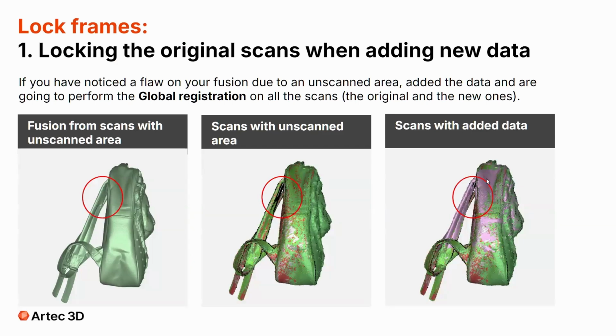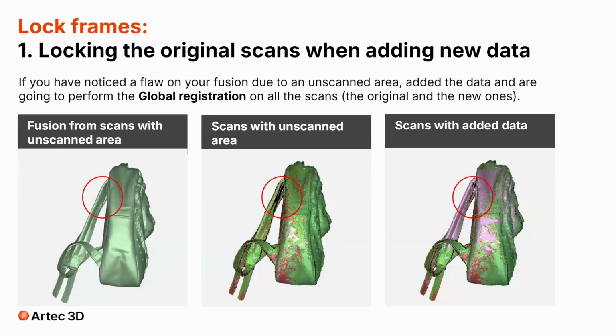Let's look at this in practical application, adding data to a project you already worked on. Imagine you are finished scanning this backpack and only notice a flaw, like an unscanned void under the strap, after looking at the fusion. In a typical workflow, you just scan that missing part and add it to the project. However, to do this successfully, the object's overall shape must remain exactly the same as it was during the first session, of course. This is where lock frames becomes a precision tool.